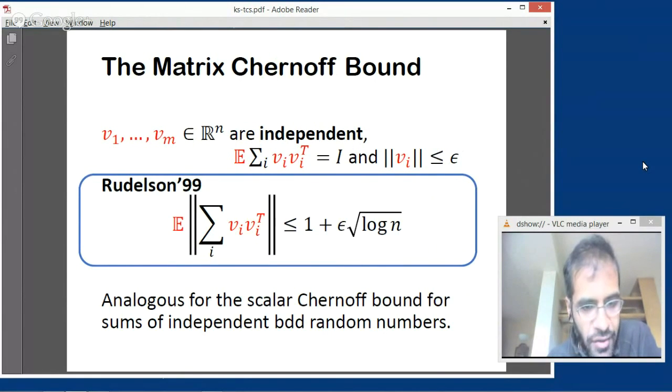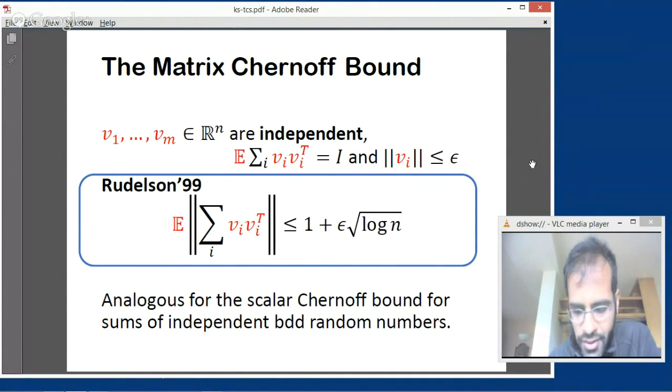Then what Rudelson showed, and this can be traced back to work of Lust-Piquard and Pisier, is that the expected norm of the sum of vi vi transpose is at most 1 plus epsilon square root log n. So 1 is the norm of the expectation, right? I told you that the expected matrix is the identity, so 1 is the norm of the expectation. This is saying that the expected norm, which is a larger quantity, is at most 1 plus this epsilon square root log n.